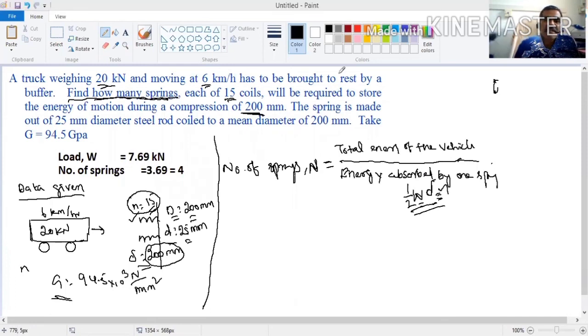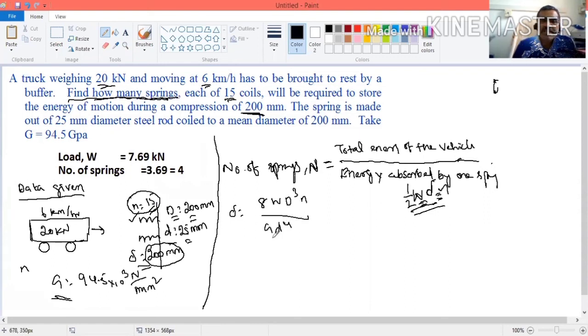How to calculate this? The W value is in two equations. One is tau is equal to 8WD by pi d power cube. In that equation it is there, but shear stress is not given in the problem. So W cannot be calculated from that equation. Another equation is delta is equal to 8 W D cube n by G d power 4. In that equation also W is there, so you can calculate the value of W.